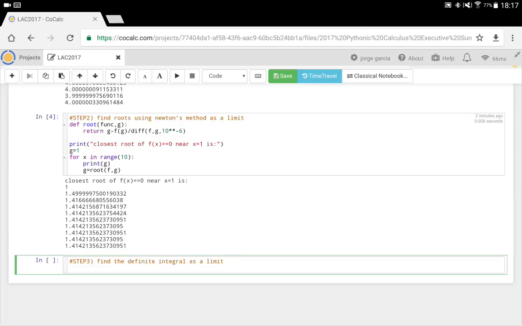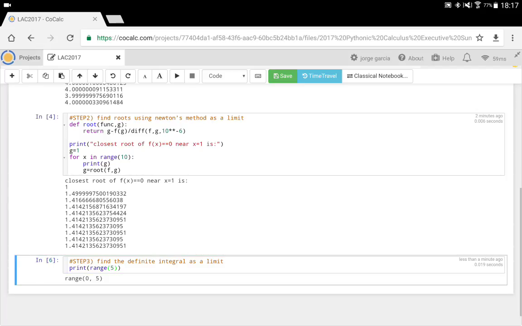Let me think about this. What, for fun, if I say print range 5? Yeah, that's not what I want. Okay, how about a list comprehension? Print, I'll make a list, i for i in range 5, that's what I want. And so this should be 0, 1, 2, 3, 4.